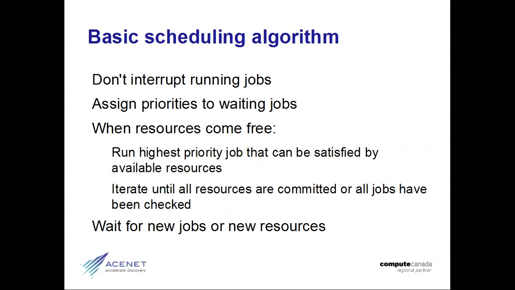Second rule is every waiting job has a priority assigned to it. And I'll talk about where the priorities come from in a little bit. But for now, let's just call that a black box. Your job gets a priority. It has to do with how much of the system your group has been allocated.